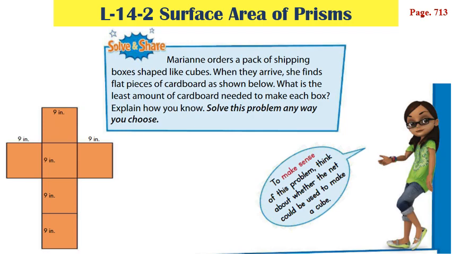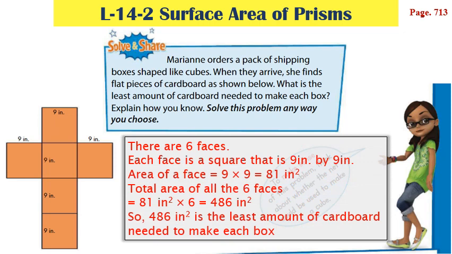Good. There are 6 faces. Each face is a square that is 9 inches by 9 inches. Area of a face equals 9 times 9 equals 81 square inches. 81 square inches times 6 equals 486 square inches. So, 486 square inches is the least amount of cardboard needed to make each box.